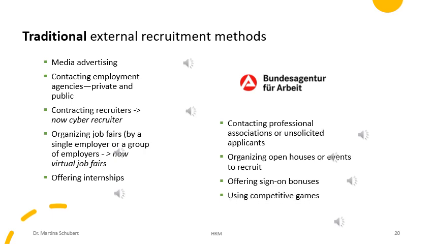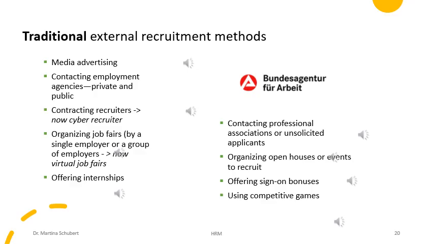We heard about this technology shift in recruitment, and therefore I would like to spend some minutes on traditional external recruitment methods. One method is media advertising. Media advertising could be done via the radio, newspaper, televisions. Sometimes I see it even now in the cinema.